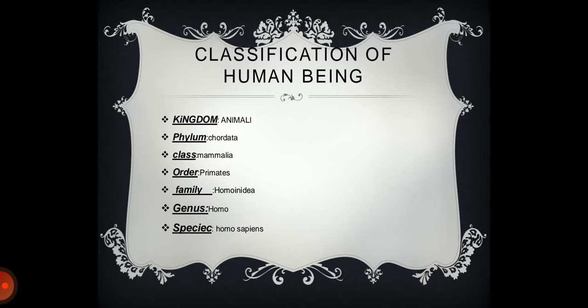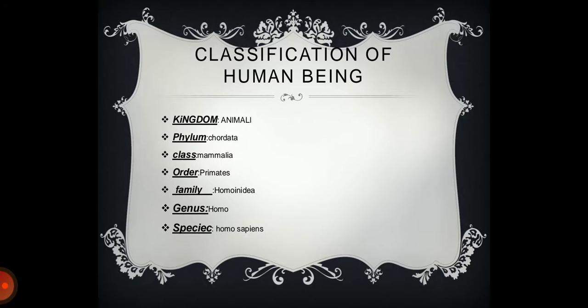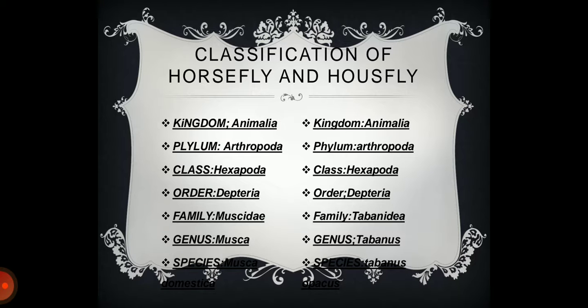There is a classification of human beings. Human beings. Wow, it means that we are human. Classification of human beings. Scientists classify the species to understand ourselves, to understand myself. Scientists classify human beings to create easiness for people.